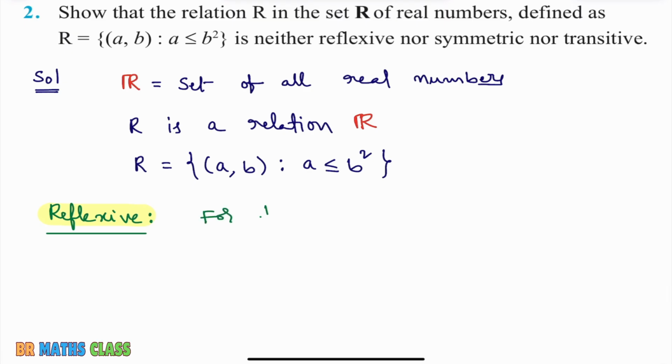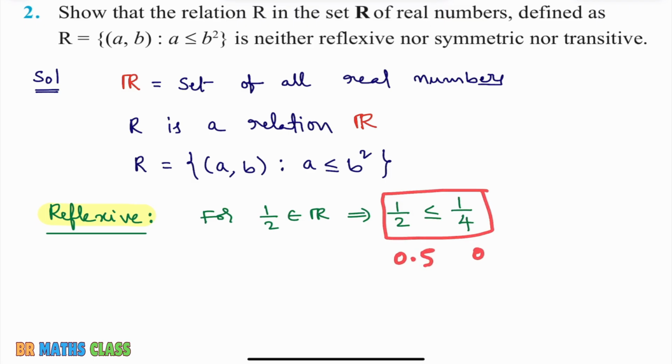I'll take 1/2. Is 1/2 a real number? Yes, 1/2 is a real number. Now I'll check whether 1/2 is less than or equal to (1/2) whole square. (1/2) whole square is 1/4. You observe this: 1/2 less than or equal to 1/4. Is this true or false? 1/2 is 0.5, 1/4 is 0.25. See, 0.5 is not less than 0.25. That condition fails. 0.5 is not equal to 0.25. That condition also fails. That tells you that this is false.